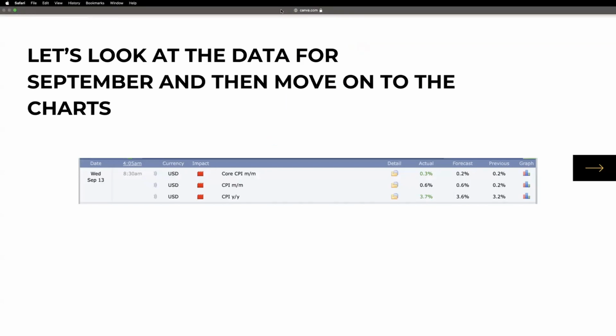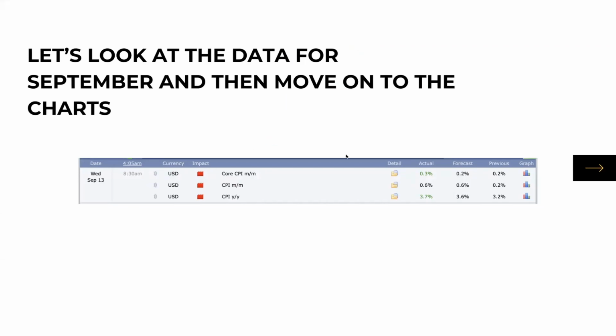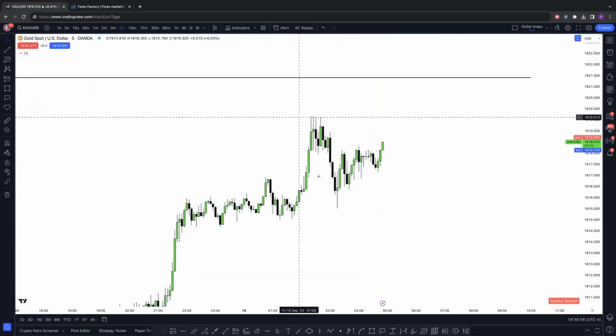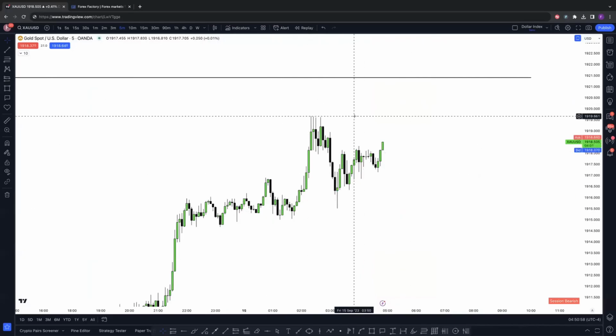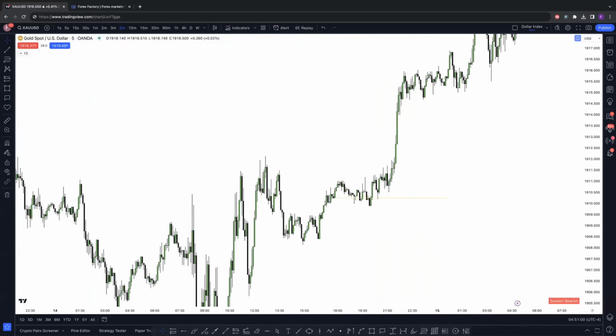So let's take a look at this. See over here. This is today's price action. Price is going up. Okay, good. I'm in a long, so that's fine.